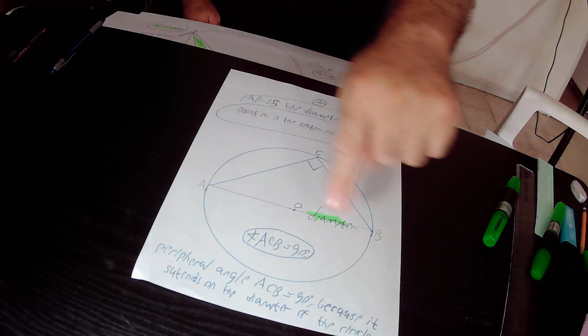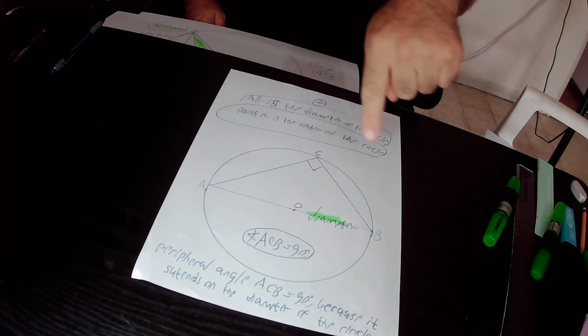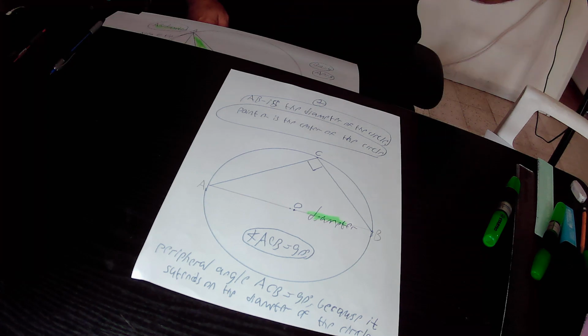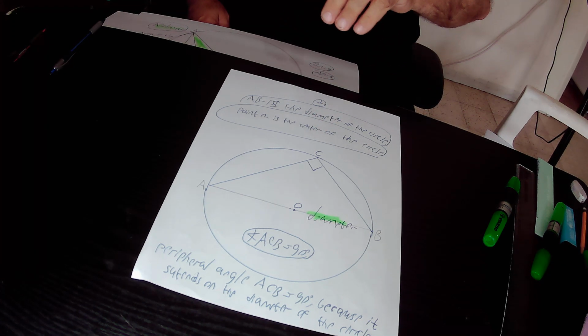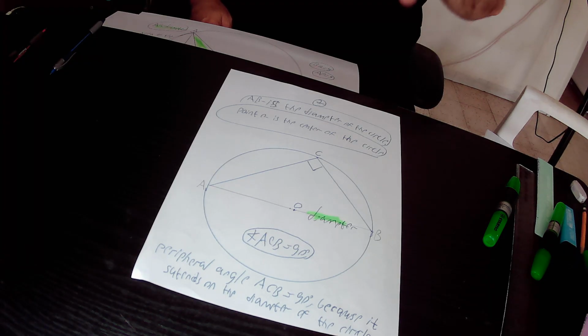In the drawing, we have a circle. Chord AB is the diameter of the circle. This is peripheral angle ACB that subtends on the diameter of the circle, that is called AB, therefore it is equal to 90 degrees according to rule 7. So according to rule 7, any peripheral angle that subtends on the diameter of the circle must be equal to 90 degrees in its size.